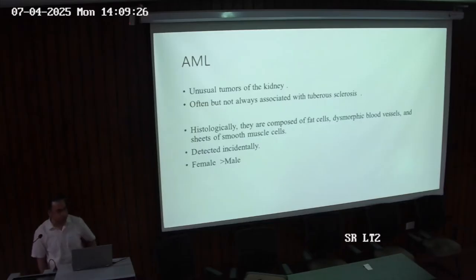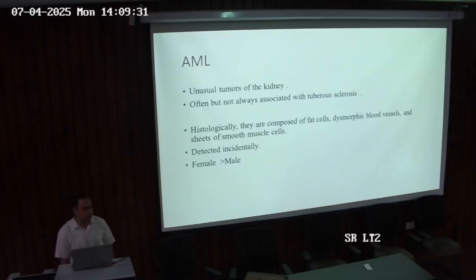Okay. So another benign tumor is angiomyolipoma. Angio means blood vessel, myo means smooth muscle, and lipoma means fat content. This is an unusual tumor of the kidney, not usually associated with tuberous sclerosis. Histologically, they are composed of fat cells, dysmorphic blood vessels, and sheets of smooth muscle cells. This is a benign tumor, usually detected incidentally. And AML is more common in females than males. So this is also a common MCQ. This renal tumor is more common in females. And the tumor associated with tuberous sclerosis is AML.